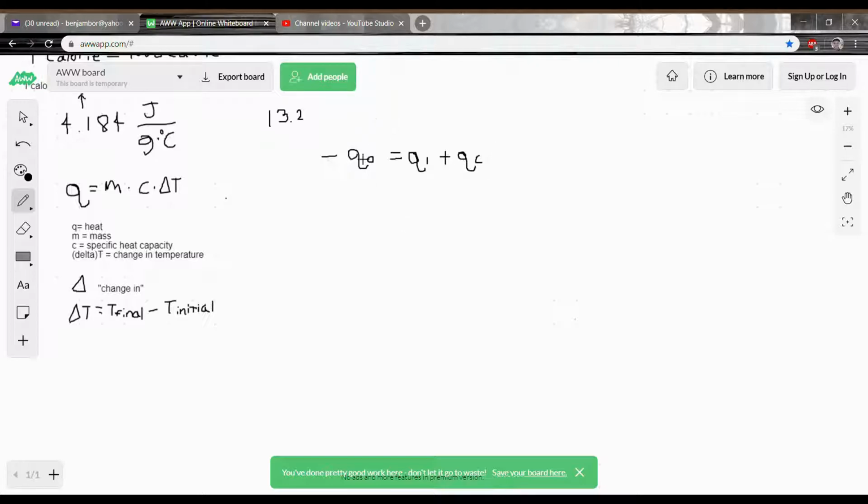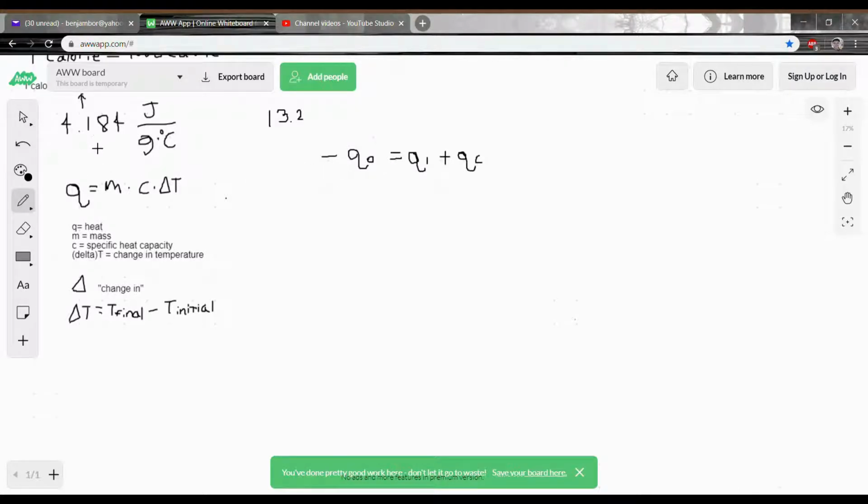So, initially, this temperature is different. These two are equal to each other. At the end, all three of these are equal. All three of these will hit equilibrium. So let's do example 3.2.